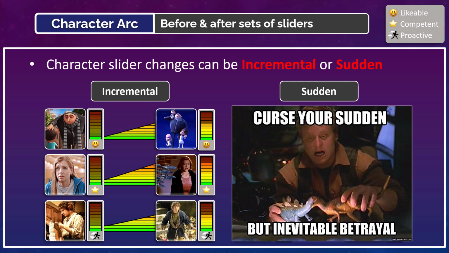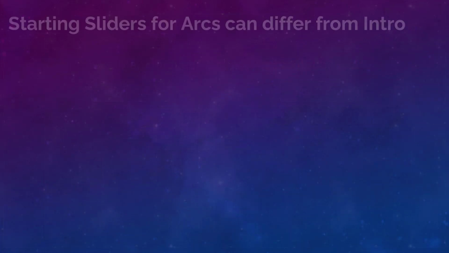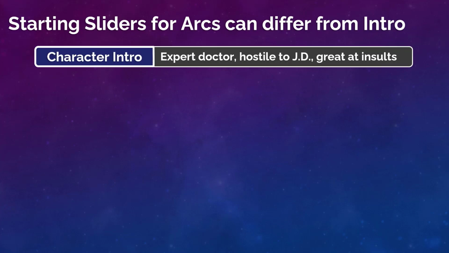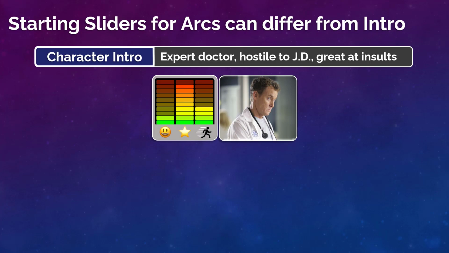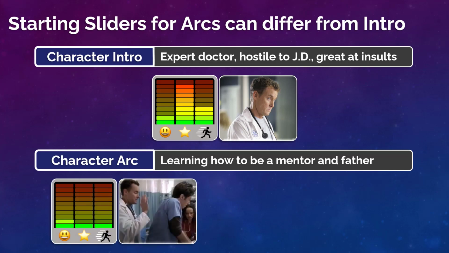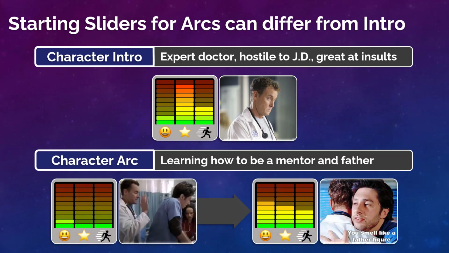One final observation. The slider configuration at the start of a character arc does not have to match the sliders from the character introduction. It is common for the character introduction to show the character one way to hook the audience, but then the context shifts, often due to the inciting incident, and now we see the character's likability, competence, and proactivity as it specifically relates to the conflict they now face and the character arc they are about to undergo. So that concludes part 2 of our series on Sanderson's character sliders.